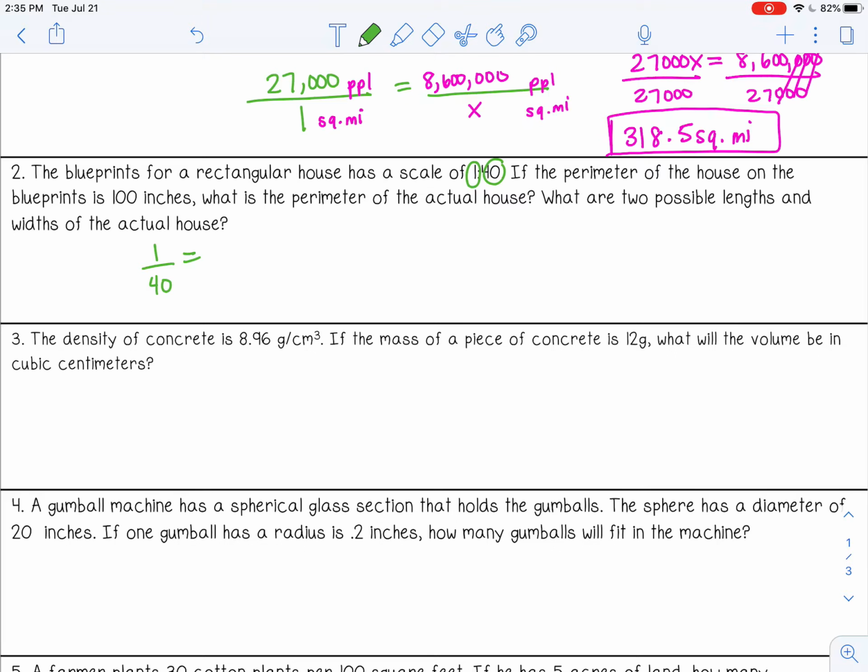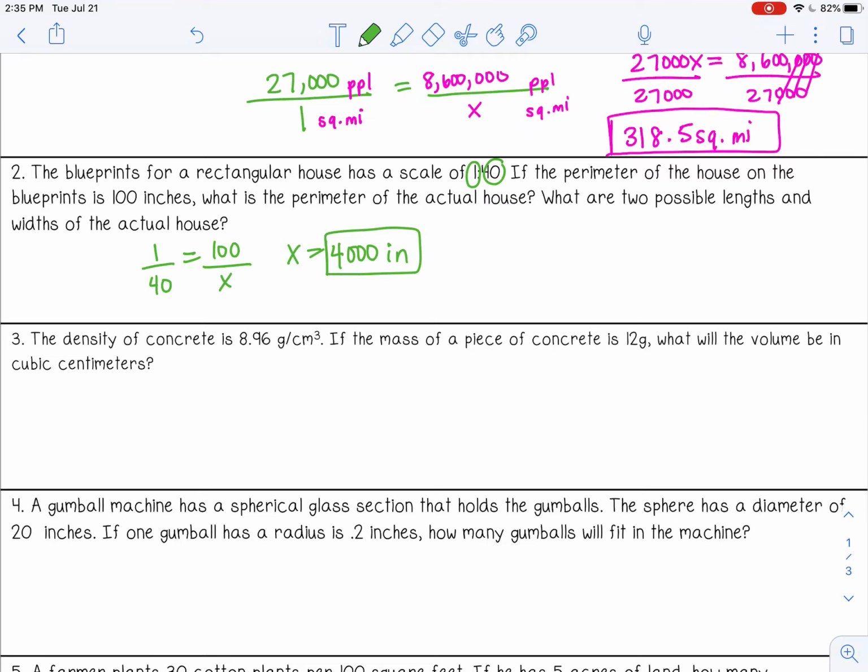And then the blueprint perimeter is 100. And we want to know the actual house, the perimeter of the actual house. All right, so I'm going to multiply that, and really 1 times x is x. 40 times 100 is 4,000. So the perimeter is 4,000 inches.